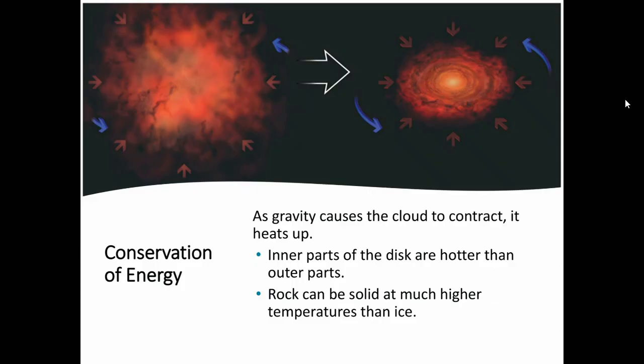So the inner parts of the disk are hotter than the outer parts of the disk. If you think about rocks versus ice, if you had ice particles close to the center of the disk, they would melt or vaporize, so you wouldn't have ice anymore. But rock has a much higher melting or boiling point, and so you can get rocky material closer to the center of the disk than you can ice particles.